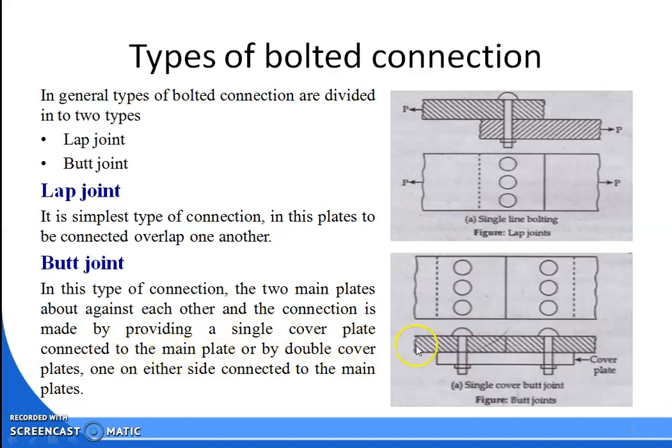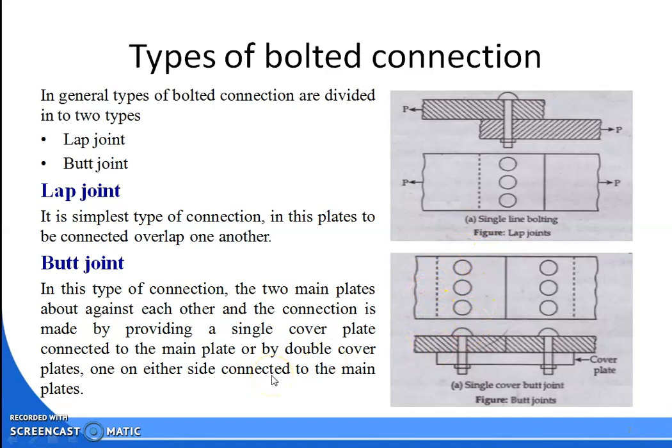Okay, so here it is a main plate and here it is another main plate. That means here it is another main plate, and at the lower part a cover plate is given, and it is jointed by a bolting connection. Here also you can see the cross sectional area. These are the two main plates, and there are 3 bolts provided in each plate.